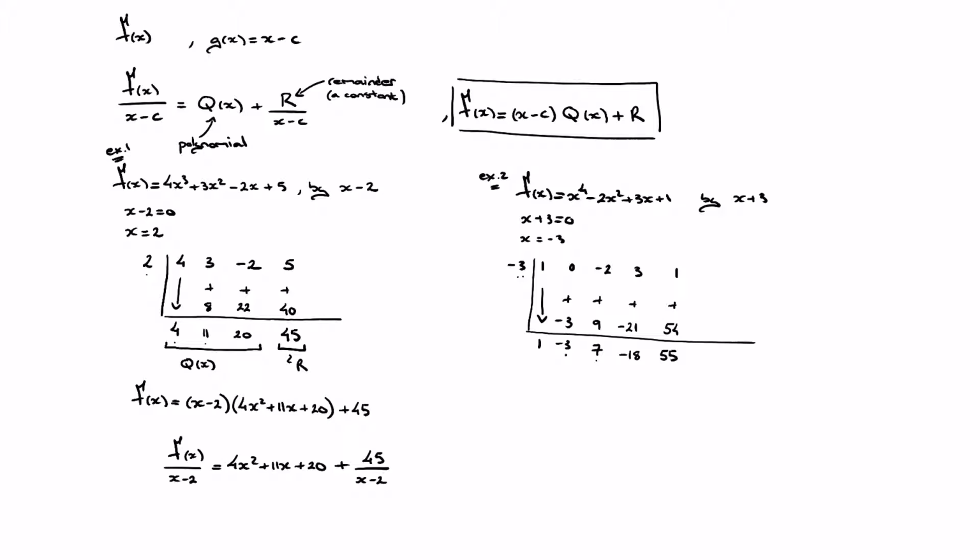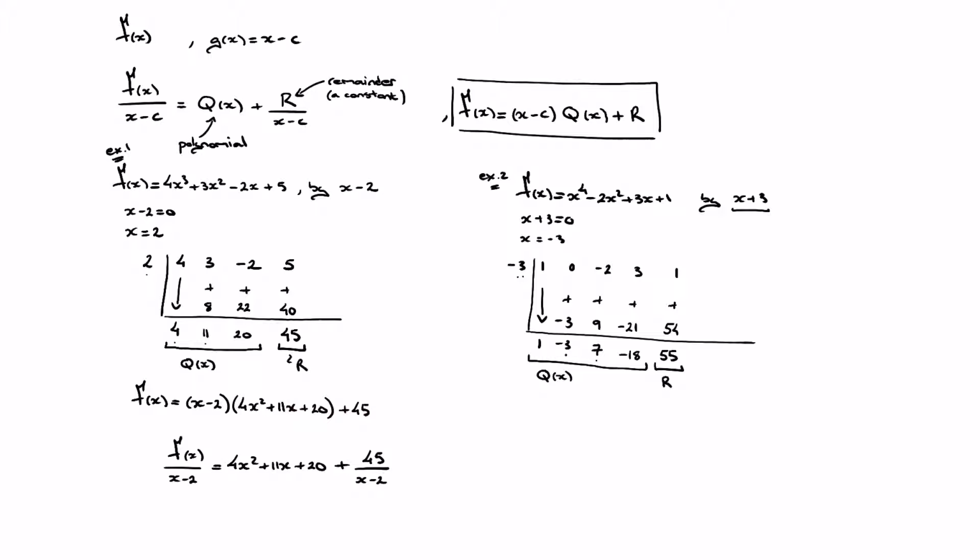And in this case, f of x was a quartic. In other words, its degree was 4. We're dividing it by a linear function of degree 1. So the quotient function, q of x, will be of degree 3, in other words, a cubic. And the coefficients of the cubic polynomial, the quotient, are right here: 1, negative 3, 7, and negative 18. And the remainder is 55.